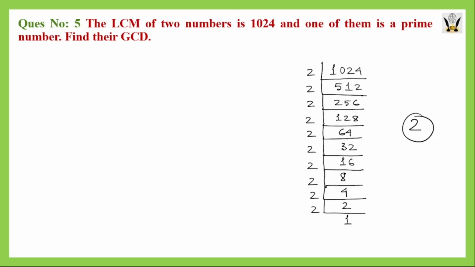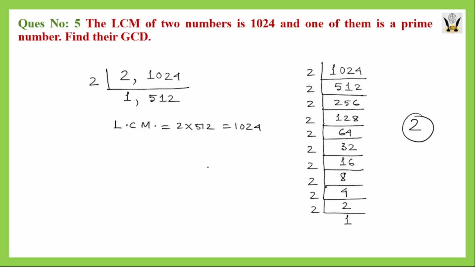And since one of the numbers has to be a prime number, there is no other possibility than that one of the numbers will be 2, and the other number has to be the LCM itself, that value itself. And now if we find the HCF and LCM, then see what happens. The common divisor will be 2, and here we will have 1, and here we will have 512. So the GCD value will be 2, and the LCM will be 2 multiplied by 512, and that is 1024.